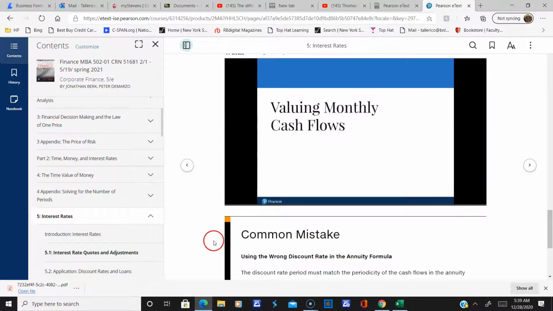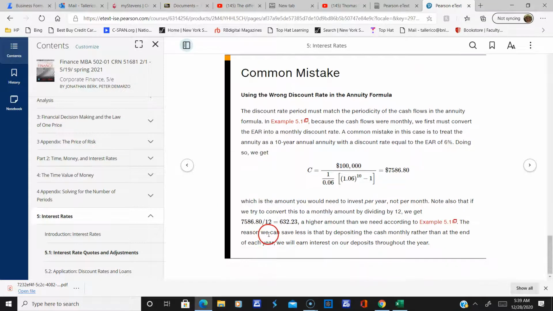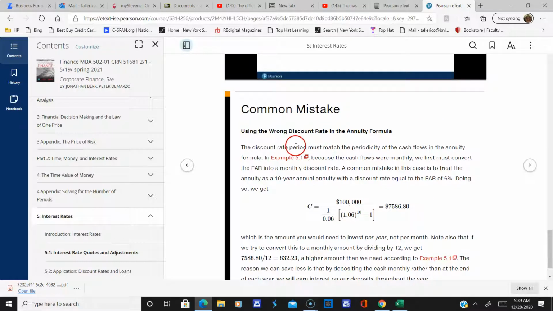Okay, so I hope that was clear to everybody, and it kind of reiterates what I said. All right. So I want to show you an interesting point here, and they talk about a common mistake using the wrong discount rate in the annuity formula. All right, the discount rate period must match the periodicity of the cash flows in the annuity formula. In example 5.1, because the cash flows, and again, apples to apples, monthly, we first must convert the EAR into a monthly discount rate. A common mistake in this case is to treat the annuity as a 10-year annual annuity with a discount rate equal to 6%.